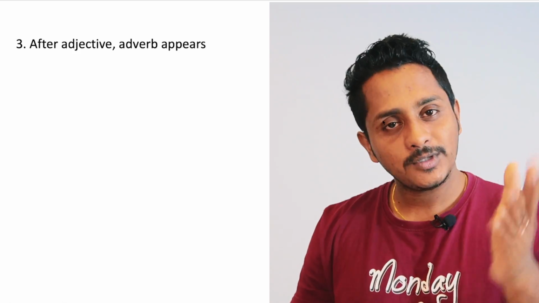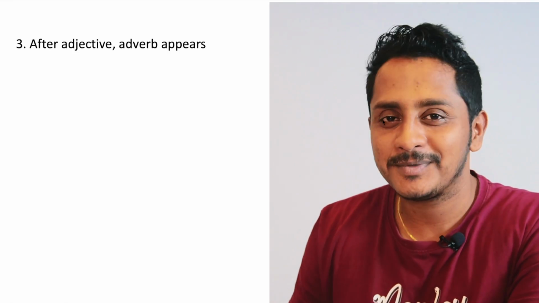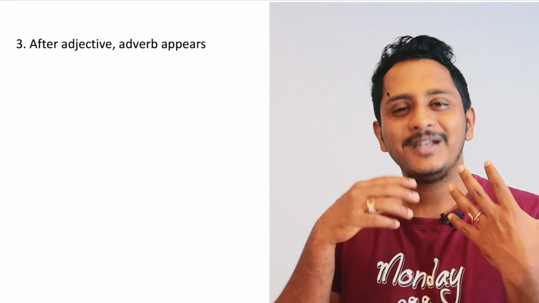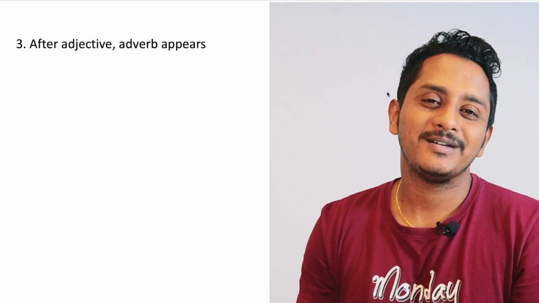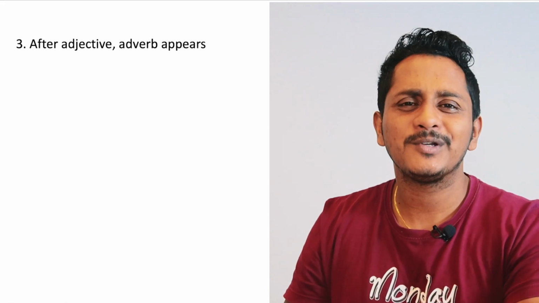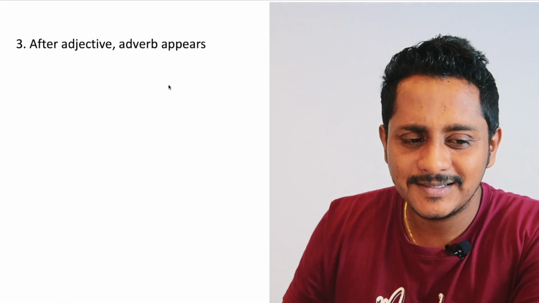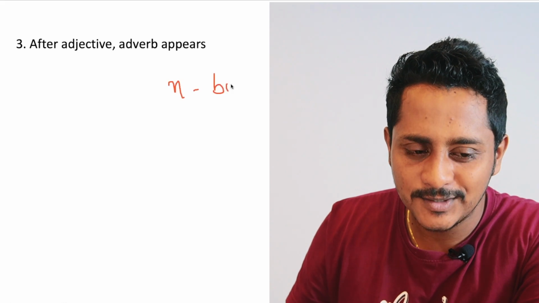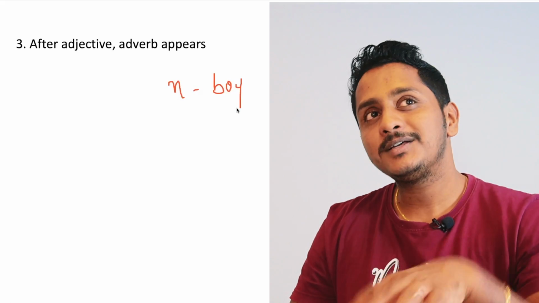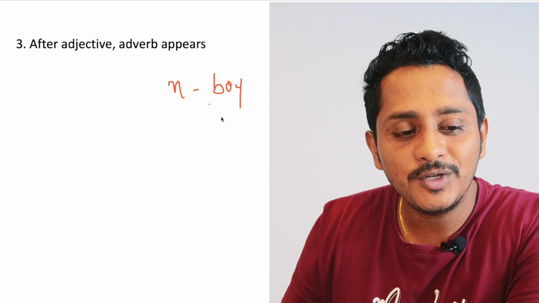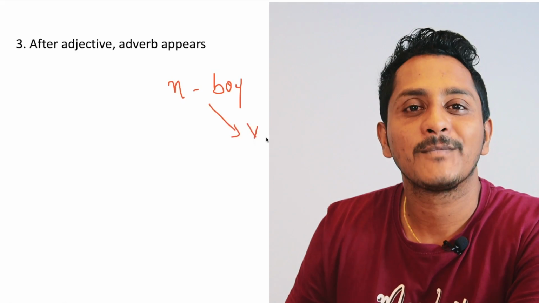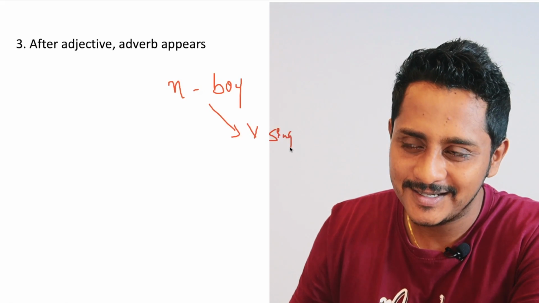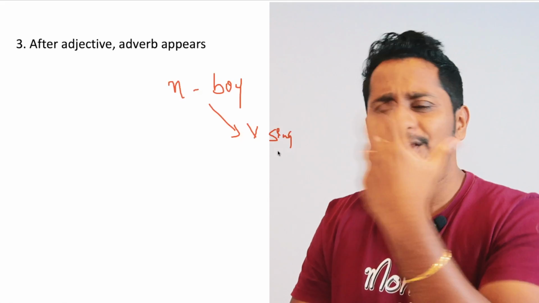Okay, so let's go to the third rule. After adjective, adverb appears. See, all you got to do is you need that passion and the interest to learn. I am there to explain everything. These are very simple concepts. For example, this is a noun, that's boy. Noun does some action. To represent the action, you need a verb. Boy sings, boy writes, boy eats, that is an action he is doing.